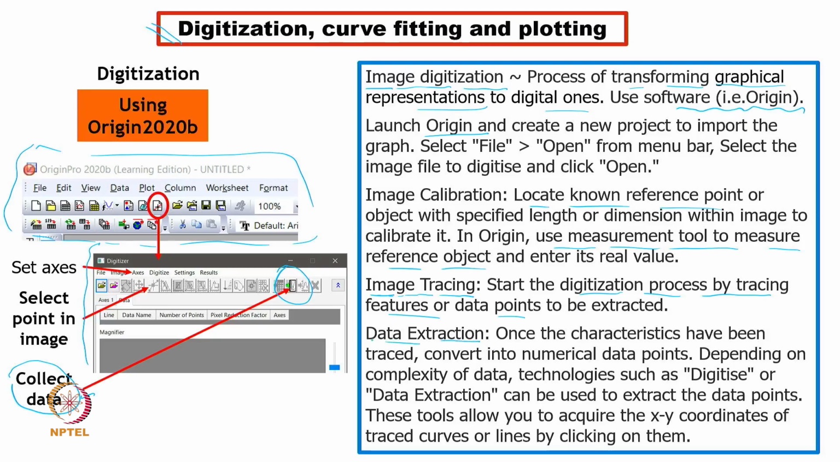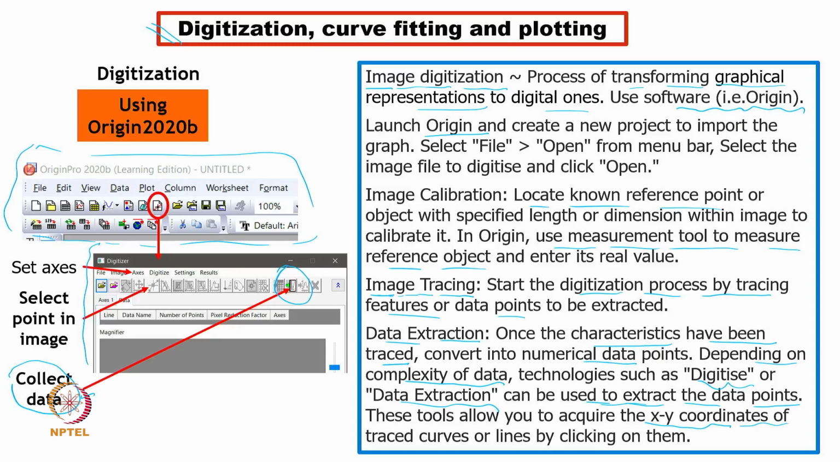So now here in data extraction, once the characteristics have been traced, we convert them into numerical data. Depending on the complexity of the data, technology like digitization or data extraction can be utilized, and then we will be able to collect the data and store it. In this case we are going to concentrate only on xy coordinates, but there is a possibility we will go with a 3 coordinate xyz also.